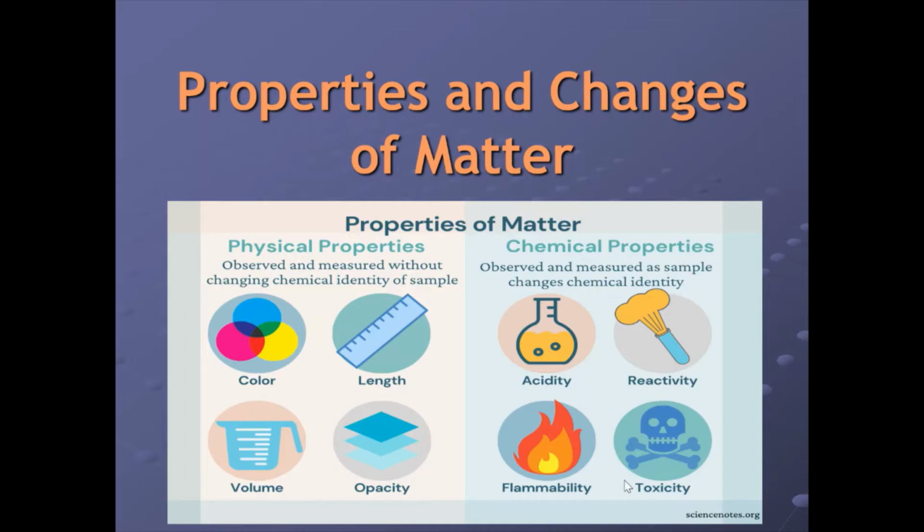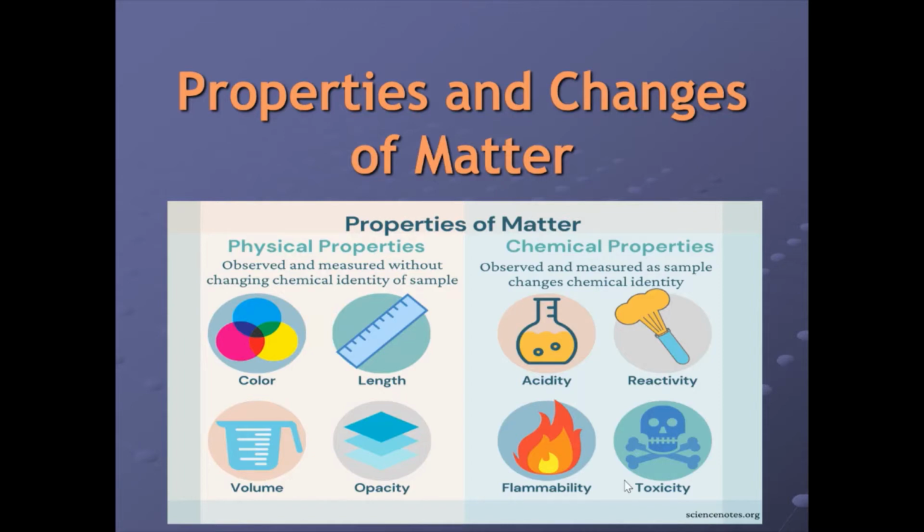Examples of physical properties of matter are things that you can observe and measure without changing the chemical identity of the sample. Let's think of water, right? The chemical identity of water is H2O. Physical properties, again, are things that you observe that don't change that identity.